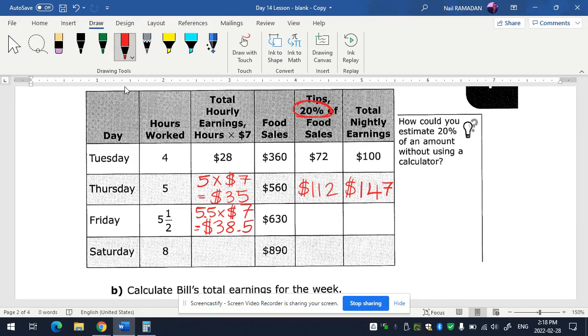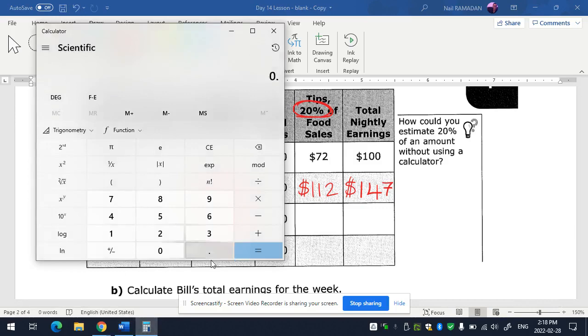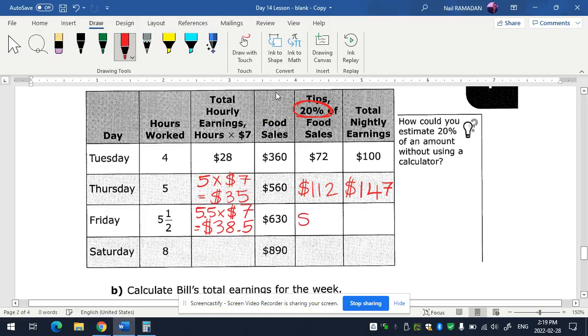He sold even more. Well, it's Friday, $630. So 20% of $630 is $126 in tips. So add 126 to 38.5, with the 50 cents. 126 and 38 is 164, and 0.50 is 164.5, because it's 50 cents.